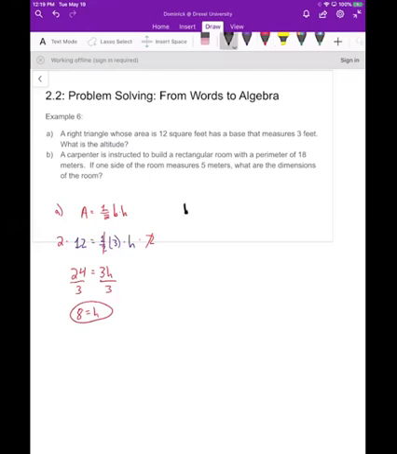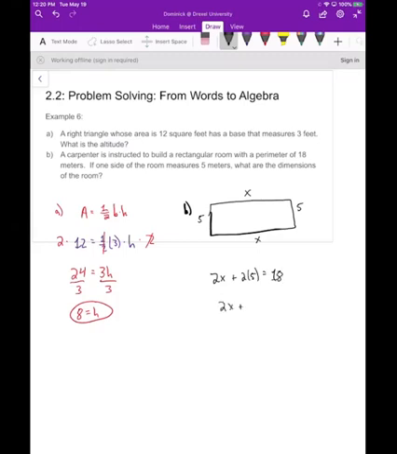In part B, told that a carpenter is instructed to build a rectangular room with a perimeter of 18 meters. Okay, and we're also told that one side of the room measures 5 meters. So that means that this side is also 5. Now this is what we don't know, so we're going to call that x. And again, just like before, I know that 2 times x plus 2 times 5 has to give me the perimeter, which in this case is 18.